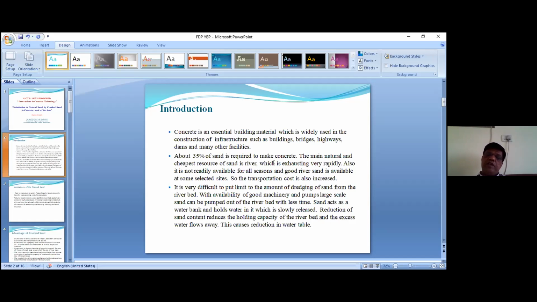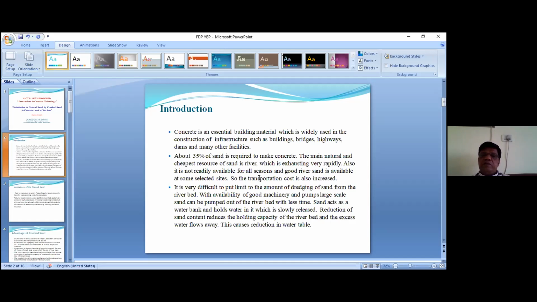In November, December, they give permission. In January, it starts. Again in June, it is banned. So hardly 6 months are there to take river sand.